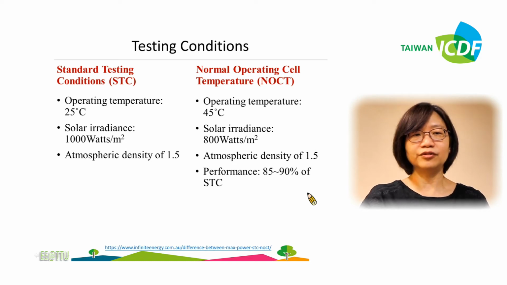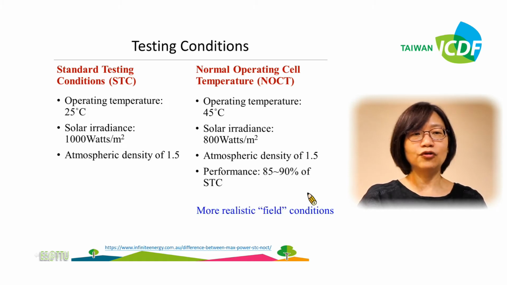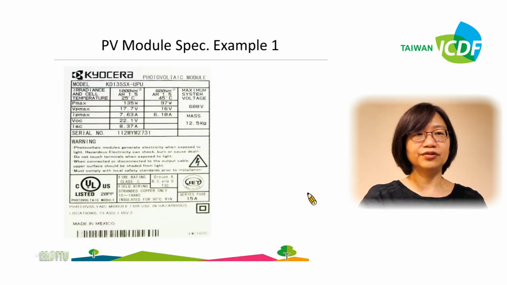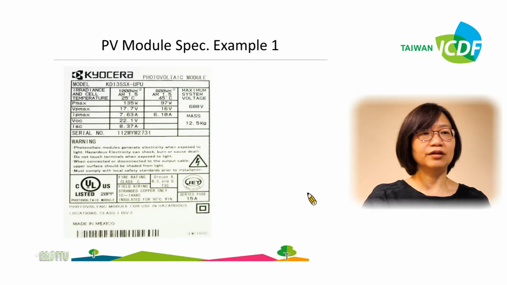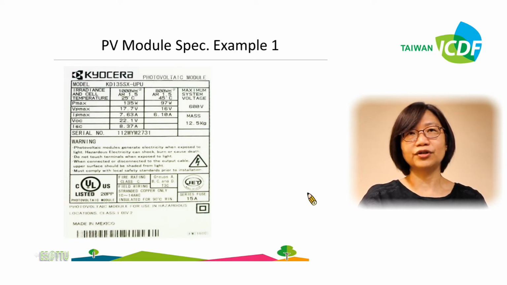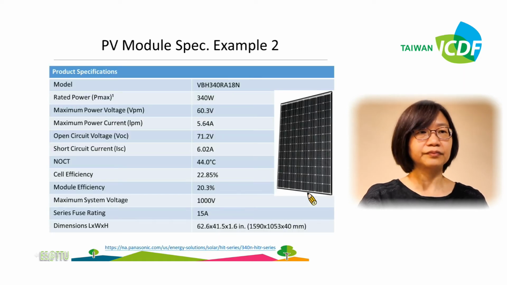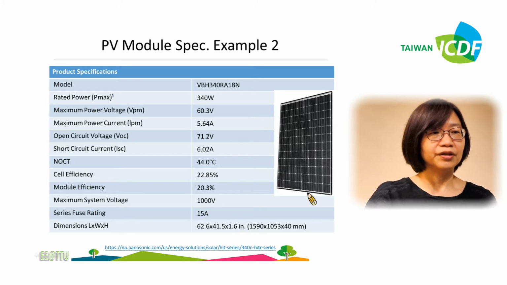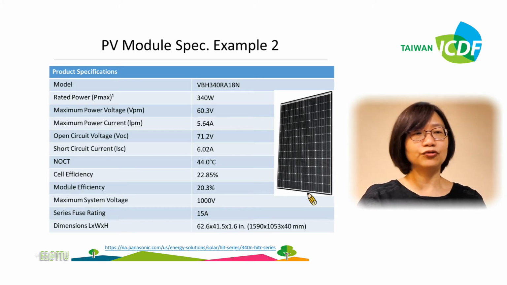The overall performance is about 85 to 90% of STC. It is a more realistic field condition. So typically, the spec of the module is given in these two conditions. And here is another example, which is the Panasonic PV module.